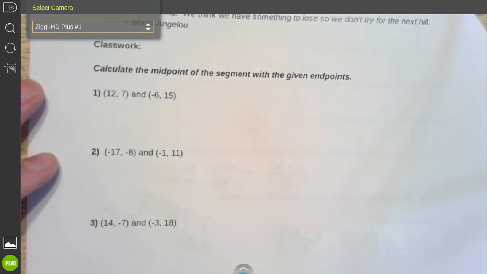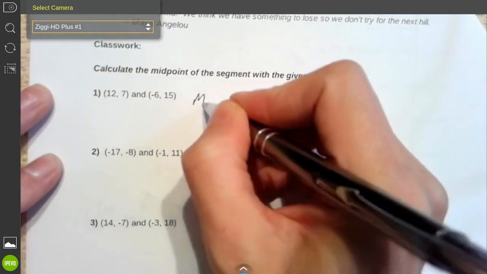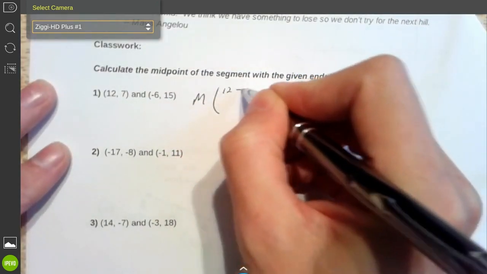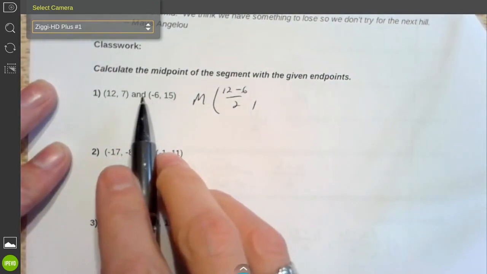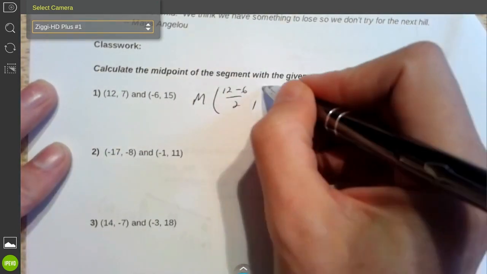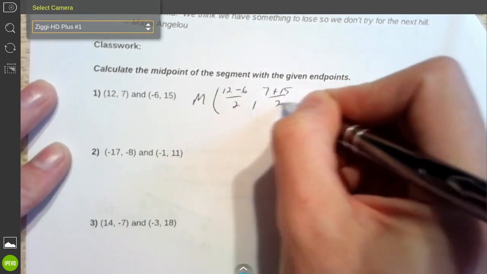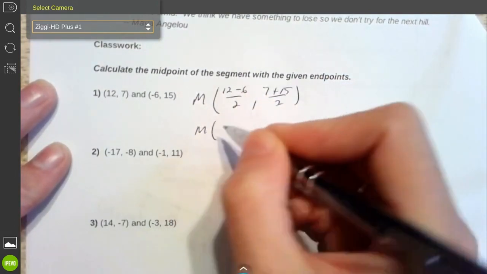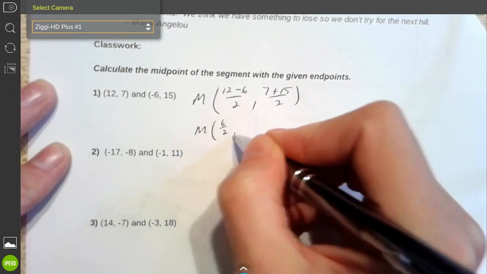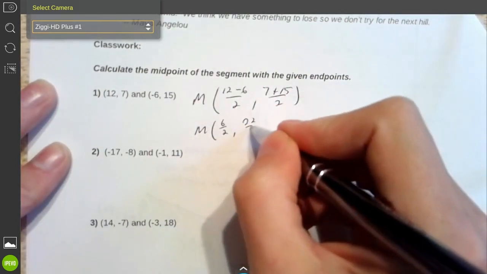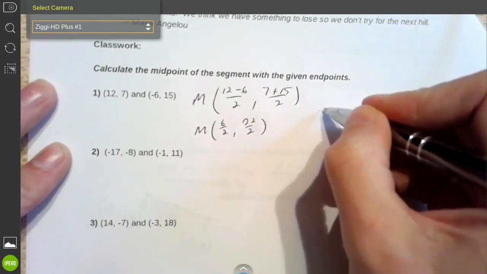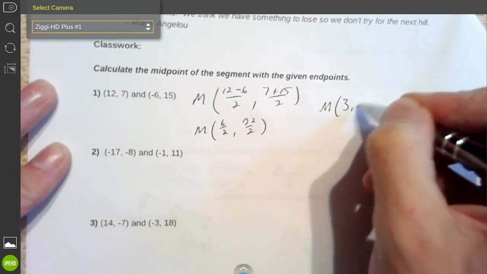All right, so let's go ahead and find some midpoints. My midpoint: (12 - 6)/2. Notice I changed it, instead of plus, I changed it to minus, because that's a negative 6. (7 + 15)/2. So my midpoint will be 6/2 and 22/2. So the midpoint on this first one is (3, 11).